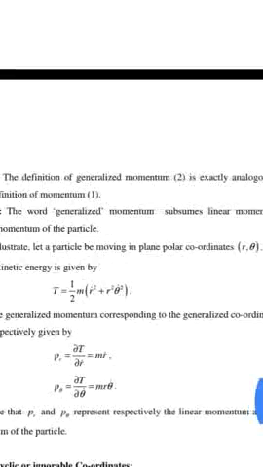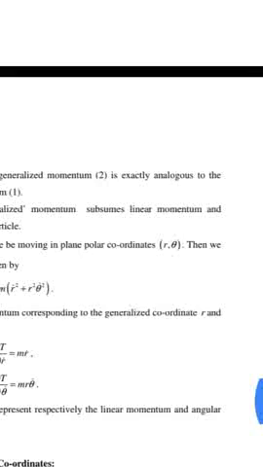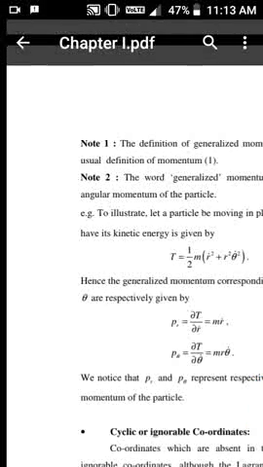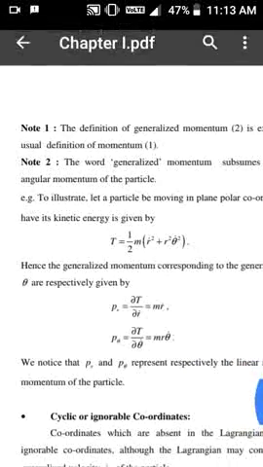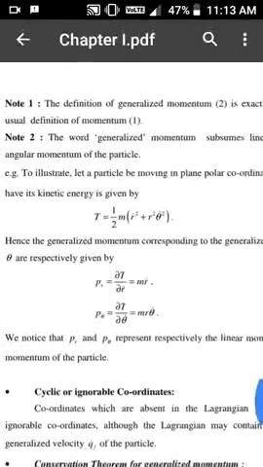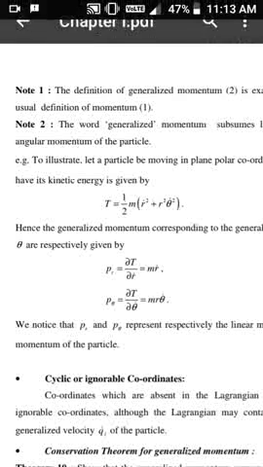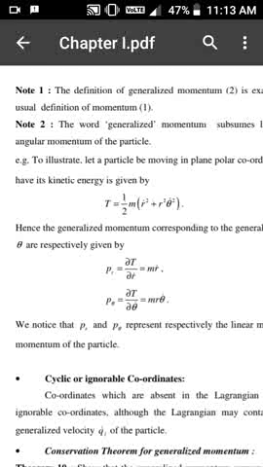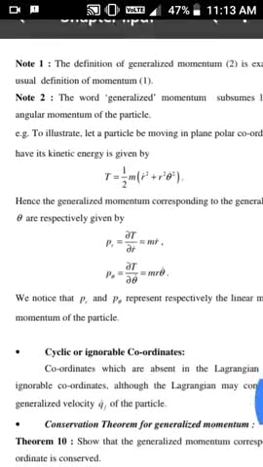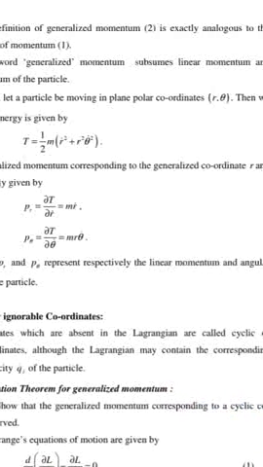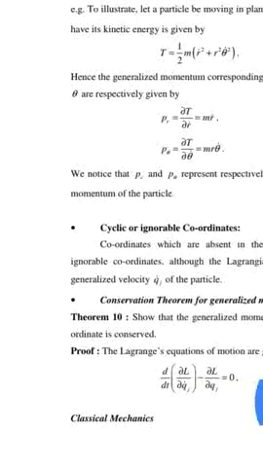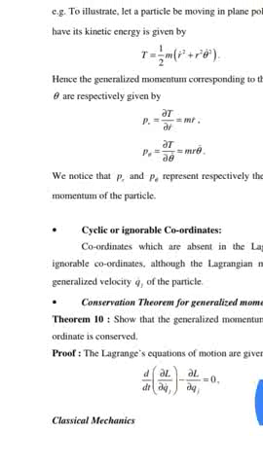let a particle be moving in a plane with polar coordinates r, θ, then its kinetic energy is T = (1/2)m(ṙ² + r²θ̇²). Hence the generalized momenta corresponding to the generalized coordinates are given by p_r = ∂T/∂ṙ = mṙ and p_θ = ∂T/∂θ̇ = mr²θ̇. We notice that p_r and p_θ are respectively the linear momentum and angular momentum of the particle. Cyclic or ignorable coordinate.